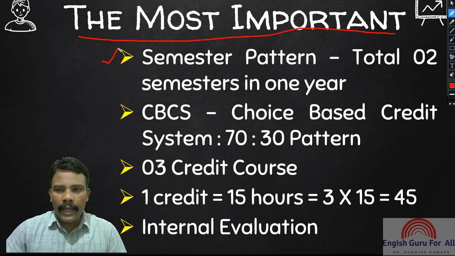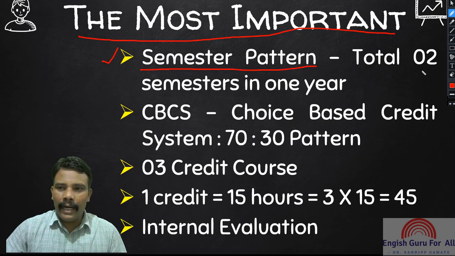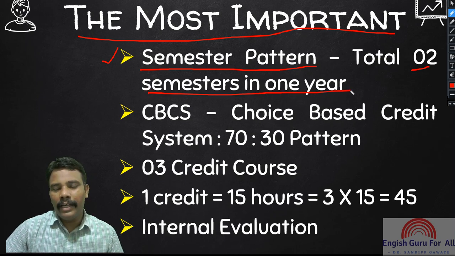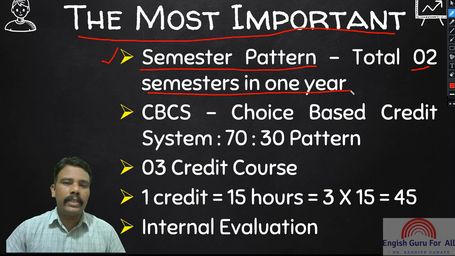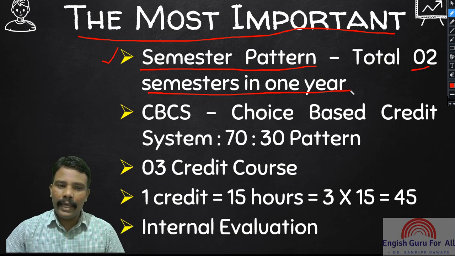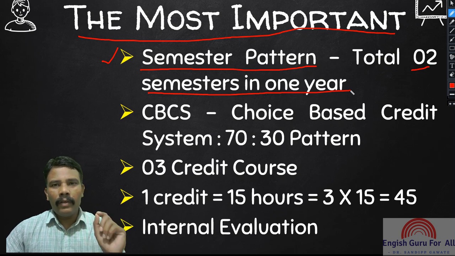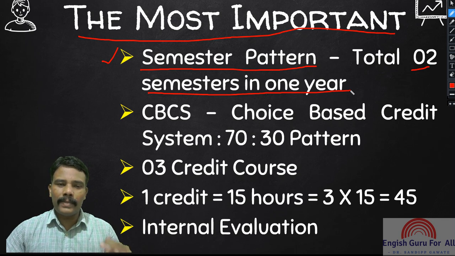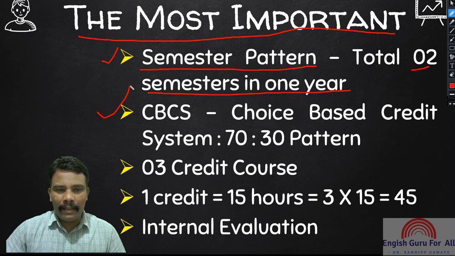Now, we are talking about what? BCom first year, and the university is Savitribai Phule Pune University. There is a semester pattern. You need to understand there are a total of 2 semesters in 1 year. So in the first year, you are going to have 2 semesters. That is why initially I mentioned that we are going to discuss the syllabus of semester 1, or you can say term 1 also.